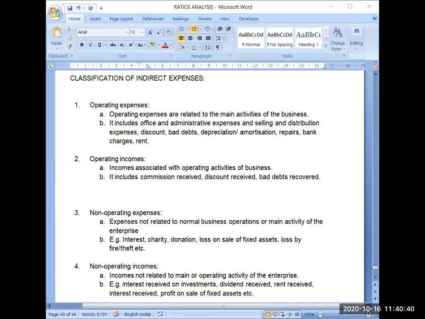Non-operating expenses means the expenses which are not connected with your business's main activity. However you are incurring these expenses, they don't relate to the main activity of the business, like interest and charity. If you are paying interest on a loan, interest on debentures, or you are giving some charity, you have not started a business for giving charity.